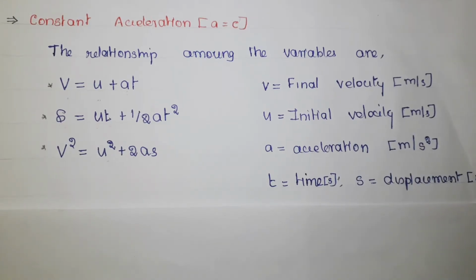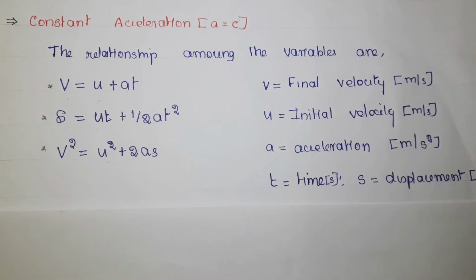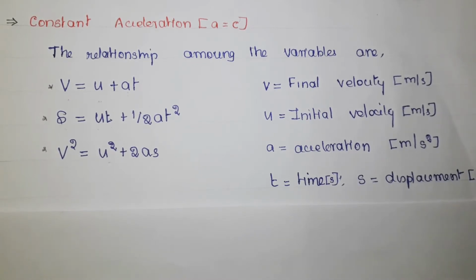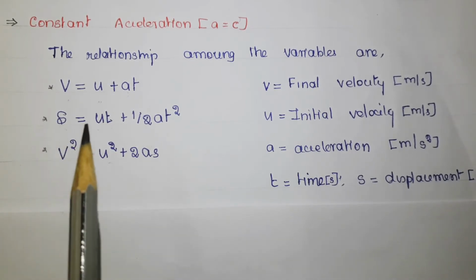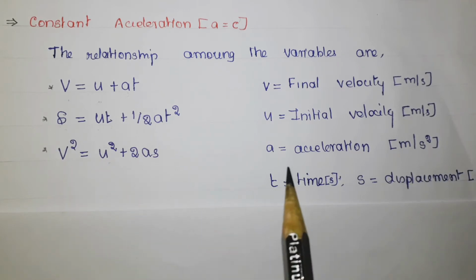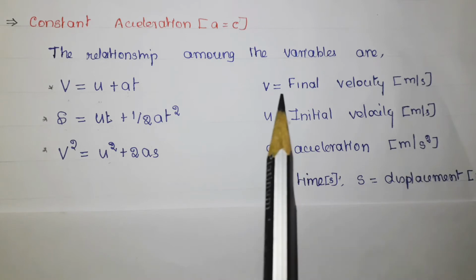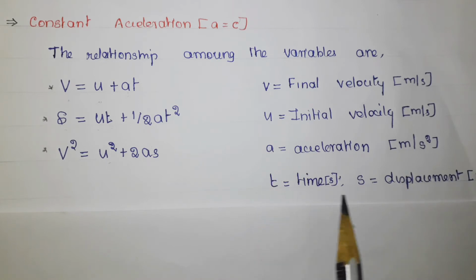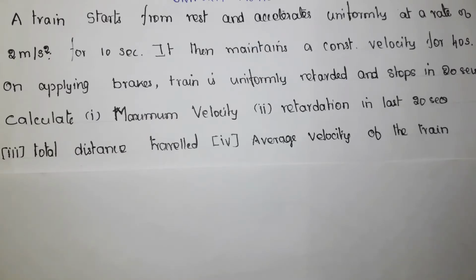So this is constant acceleration, or uniform motion, where acceleration remains constant, and these three are the formulas: v equal to u plus at, s equal to ut plus half at square, v square equal to u square plus 2as. Moreover, these are the parameters used: final velocity, initial velocity, acceleration, time and displacement. So with the help of this relationship and these variables, we are going to see the problems. Now let us go to the problem.